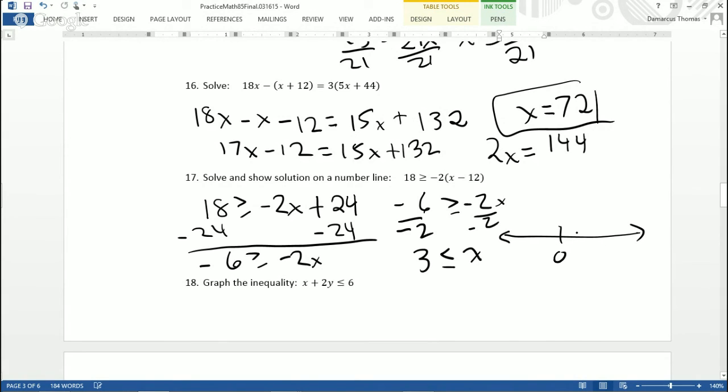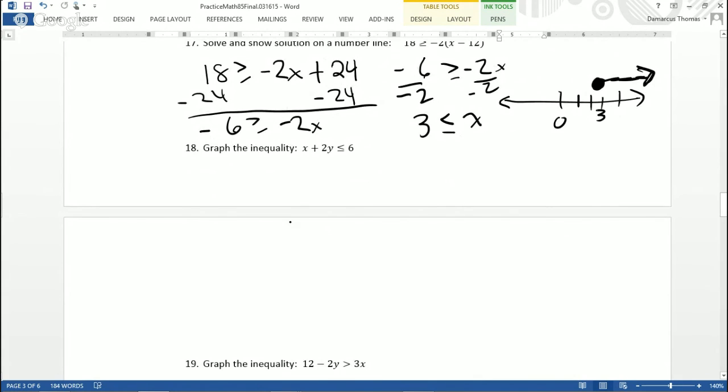And on a number line, if this is 0, we got 1, 2, 3, 4. So we're going to start at 3, a solid dot at 3, and everything greater. That's all the x values.